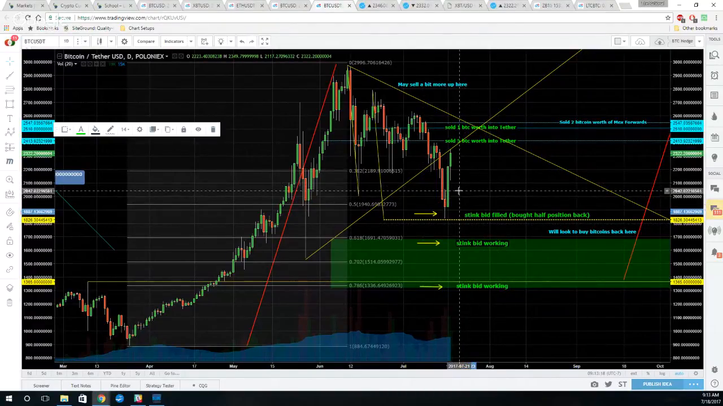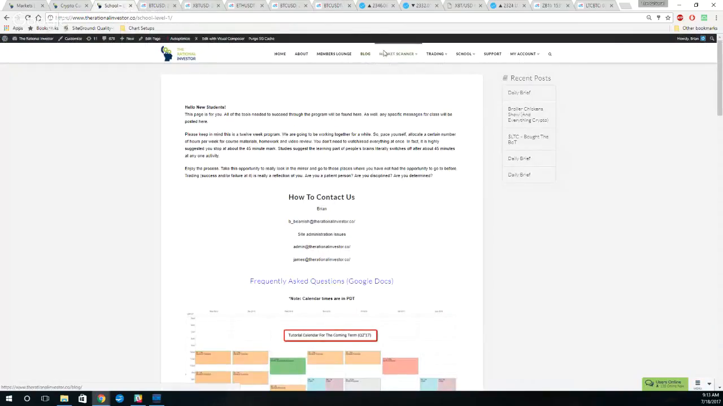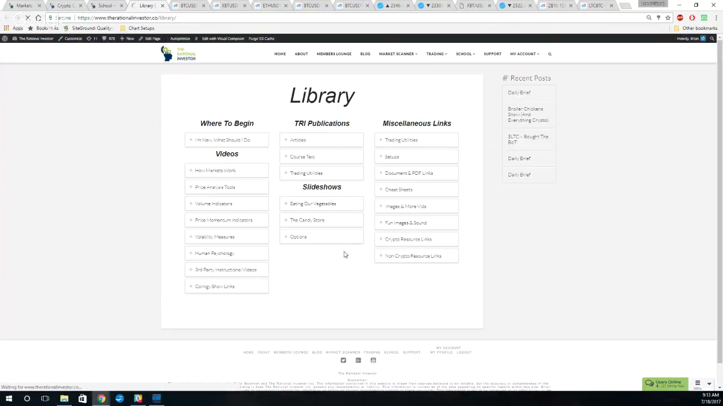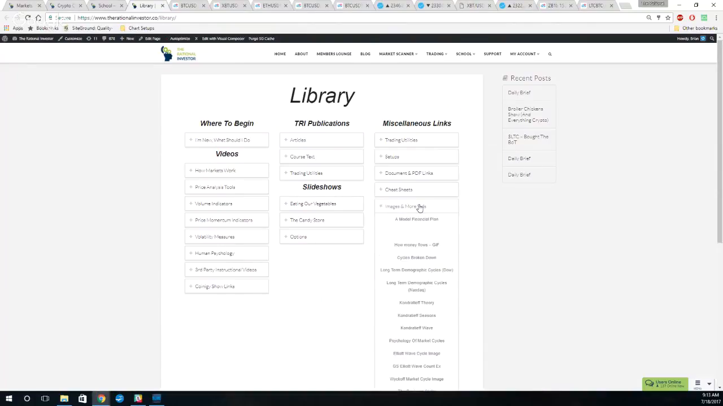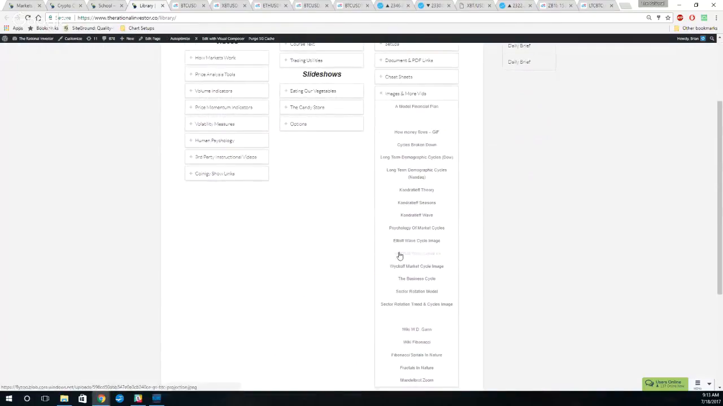And I thought it was interesting too. Does anybody have that? Where are we? Where do I want to go? Anybody have that Goldman Sachs? I think I threw it in the library. The Goldman Sachs prognostication. Did I put it in here? Yeah, here it is. GSI.